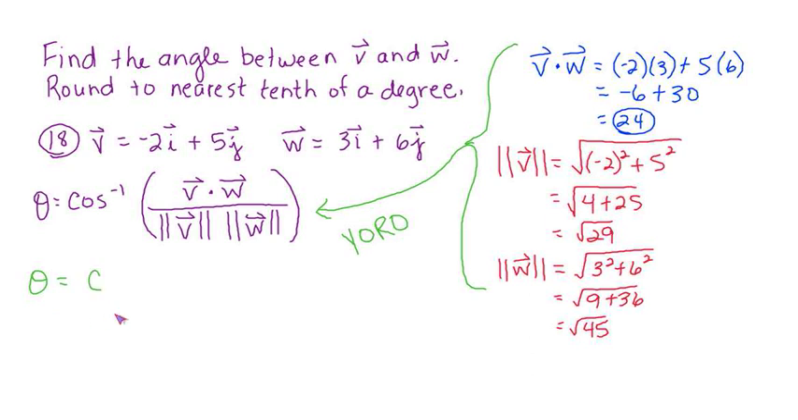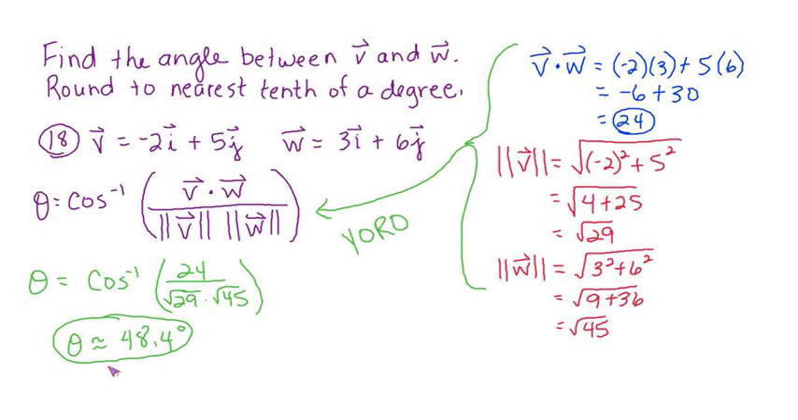So this is just going to be the inverse cosine of my dot product, which I found to be 24, divided by the magnitude of vector v, which is the square root of 29, times the magnitude of vector w, which is the square root of 45. And when I put that in my handy dandy calculator, I get that theta is about 48.4 degrees. Check that in your calculators.